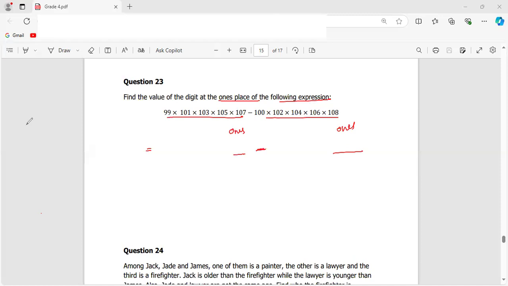Now, if you notice here, all these are odd numbers, and there is a number 5. So if you multiply any odd number with a 5, it'll always end up with a 5. And these are all even numbers and anything into 0 will always be a 0 at one's place. So I don't need to do the whole calculation. 5 minus 0 is 5. So the digit at one's place for this particular expression will be a 5. So my answer is 5.